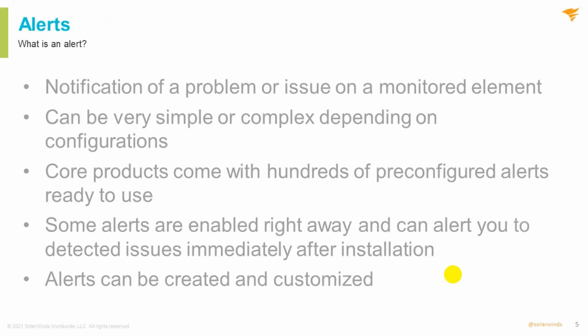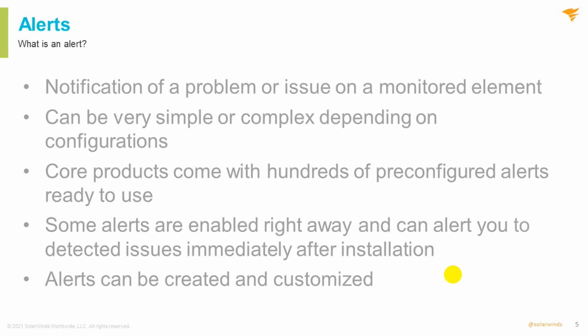So what is an Orion platform alert? Orion platform alerts, or simply alerts, are essentially a notification of a problem or issue with a monitored element. The configuration of an alert can be very simple or complex, depending on the need. An alert can simply be based on the status of the monitored element, such as when the node is down, or highly complex, involving the use of custom pollers, custom queries, and reset thresholds.